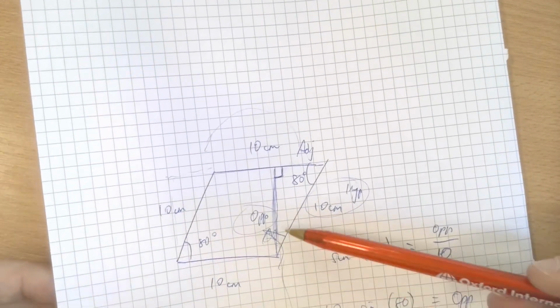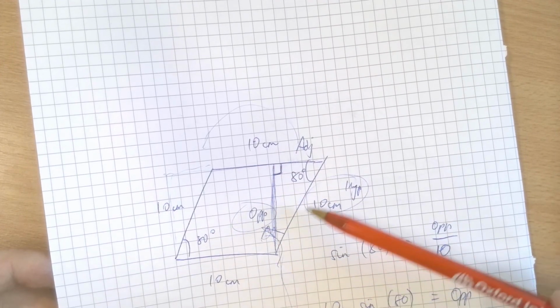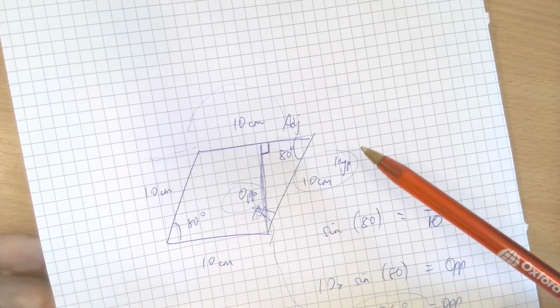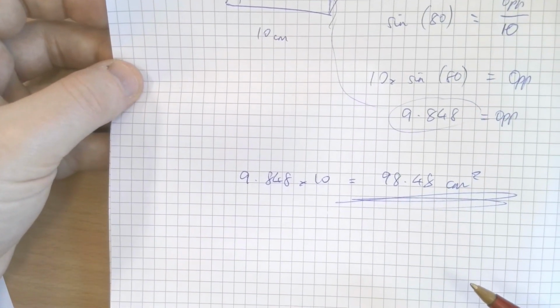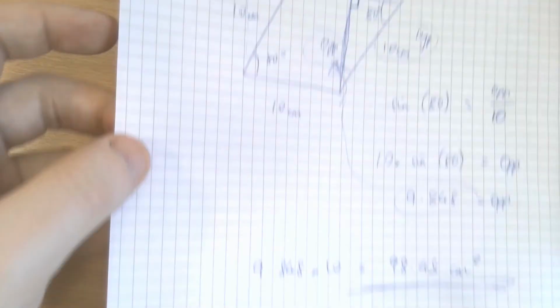We worked out the height of the rhombus by forming a right angled triangle, using what we knew about the shape to form all of the information that we needed to know, and then used SOHCAHTOA trig, in this case, sine. I hope that makes sense.